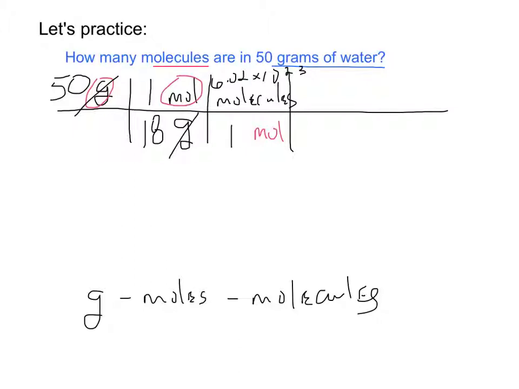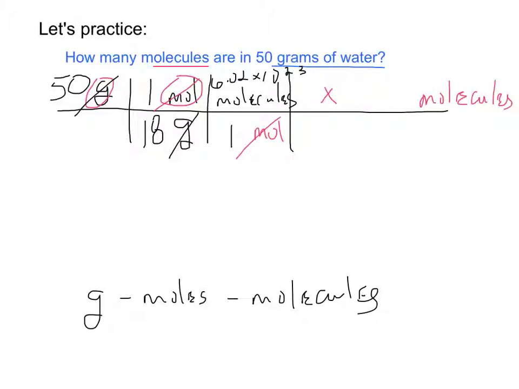Okay, so then once again I can do my cross-canceling here. I've gotten rid of grams. I've got moles, I've gotten rid of moles. I am now at molecules, which is where I want to be. So I can put that down here in my final box. And when I do the math, as it says, multiply across the top. So that would be 50 times 1 times 6.02 times 10 to the 23rd. And then I would put that number here.